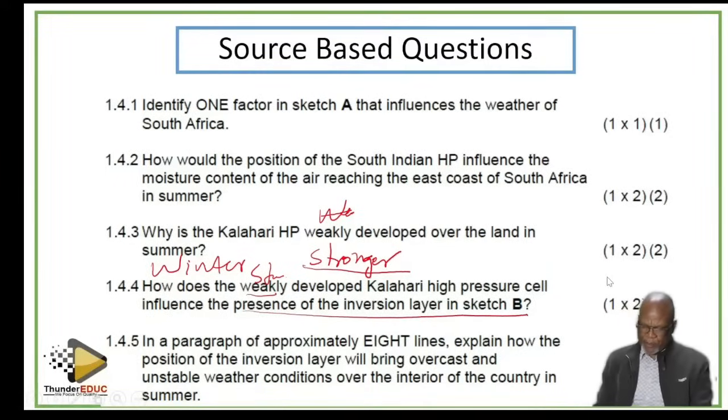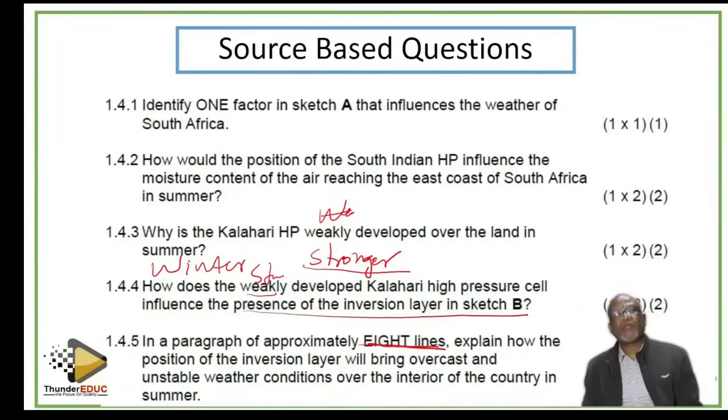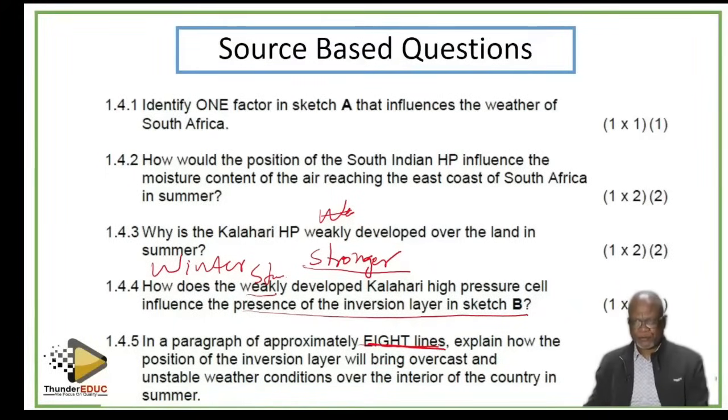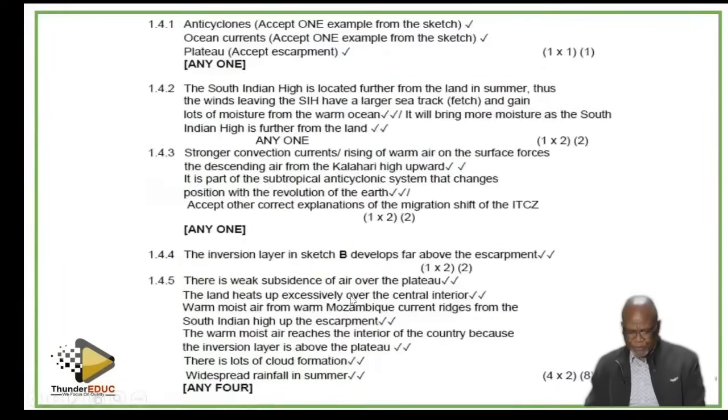In a paragraph of approximately 8 lines, now you are stated how long the paragraph must be. But we said the length is not so key to this question. What is more key is that you must look at the allocation of marks. The question wants you to give 4 answers. So it says, explain how the position of the inversion layer will bring overcast and unstable weather conditions over the interior of the country in summer.